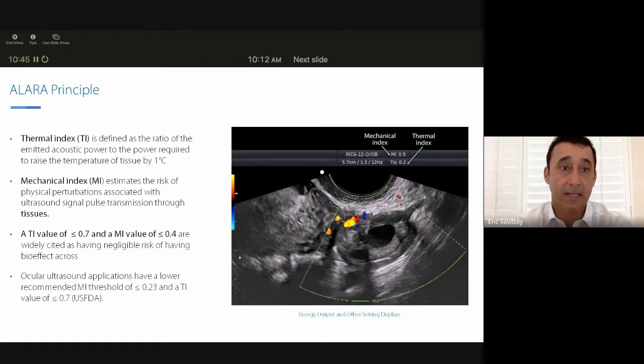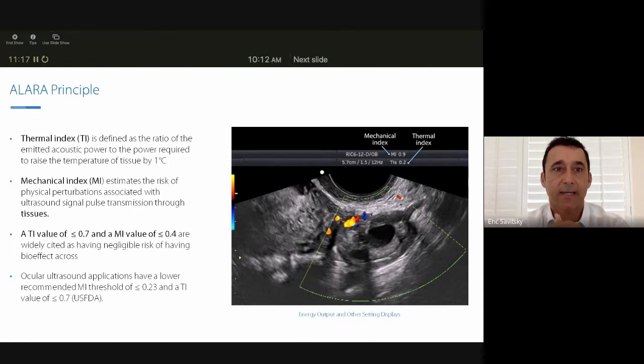So what I mean by that is ALARA principles are always helpful to talk about. So it's using ultrasound and limiting basically the acoustic power as low as reasonably achievable to get you the image that you need to make a clinical decision. So some terms that you'll see that's important to recognize: thermal index and mechanical index. So these are terms that are used to describe the bioeffects of ultrasound energy.